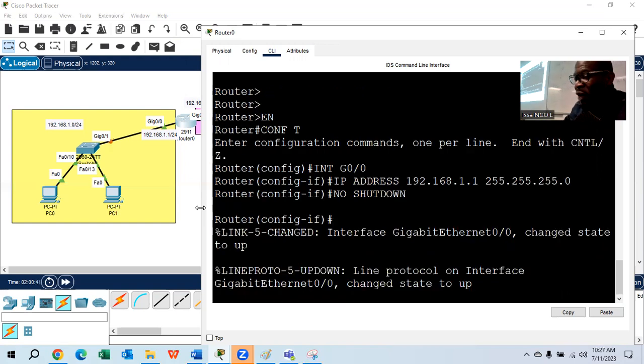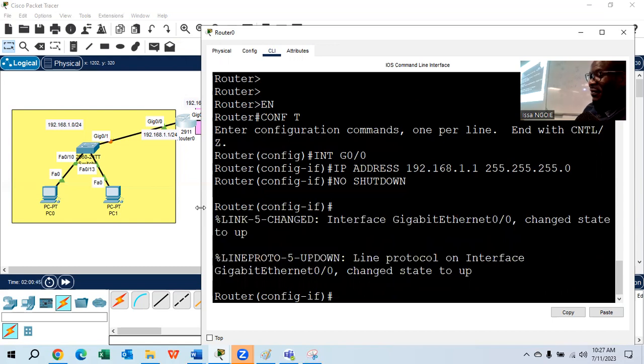Okay, no shutdown, right? This means what? Line protocol on interface gigabit 0/0 changes state to up, right?